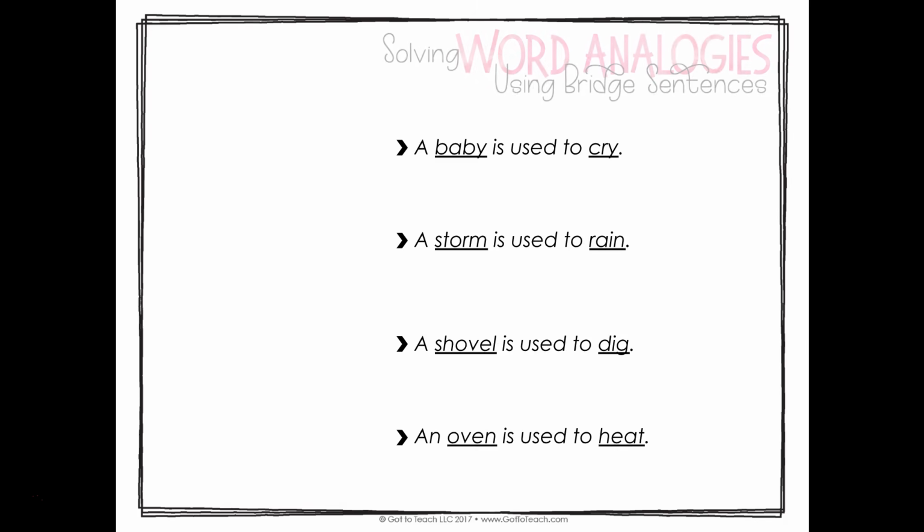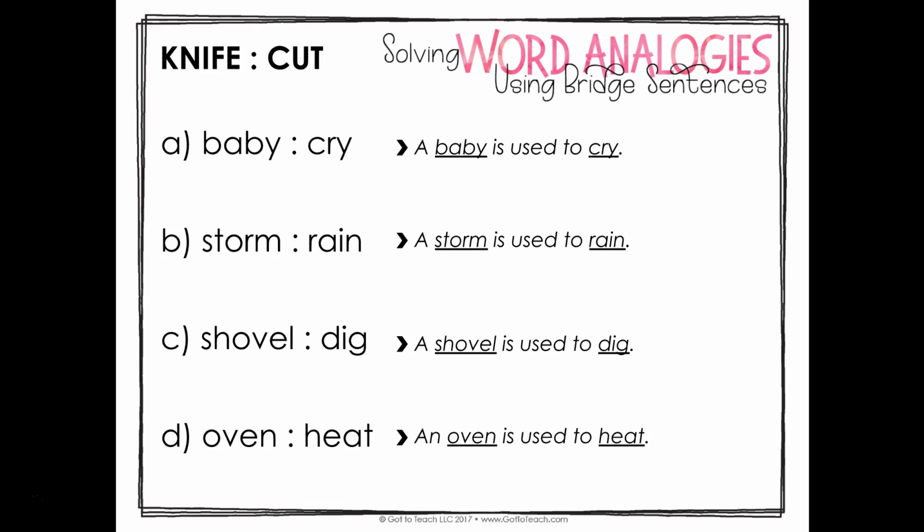All right, let's try the next one with some bridge sentences. We have knife is to cut, just as baby is to cry, or storm is to rain, or shovel is to dig, or oven is to heat. So if we make a bridge sentence, a knife is used to cut. Does that sound like a baby is used to cry? A storm is used to rain? A shovel is used to dig? An oven is used to heat?